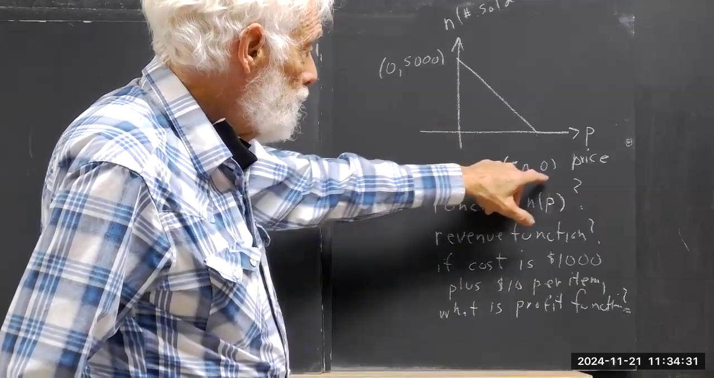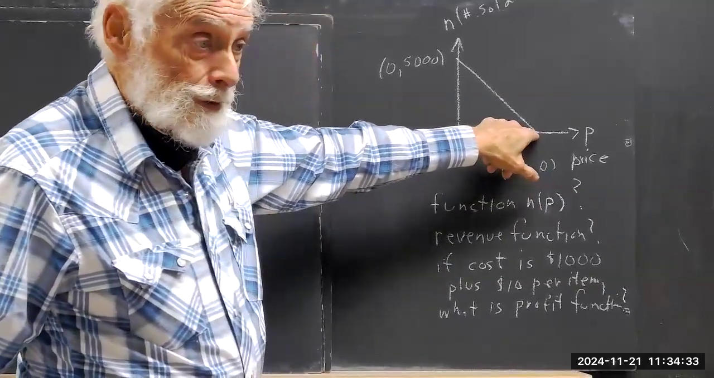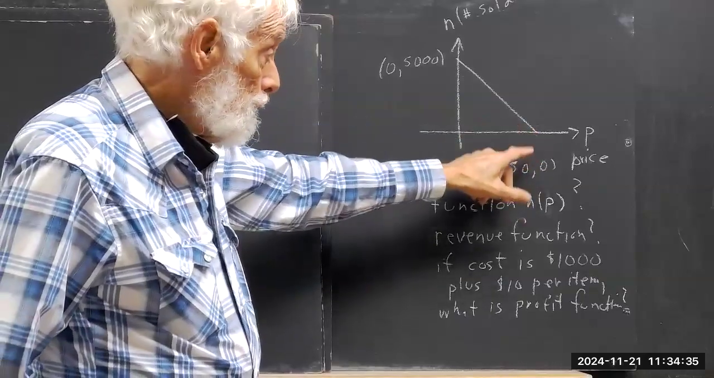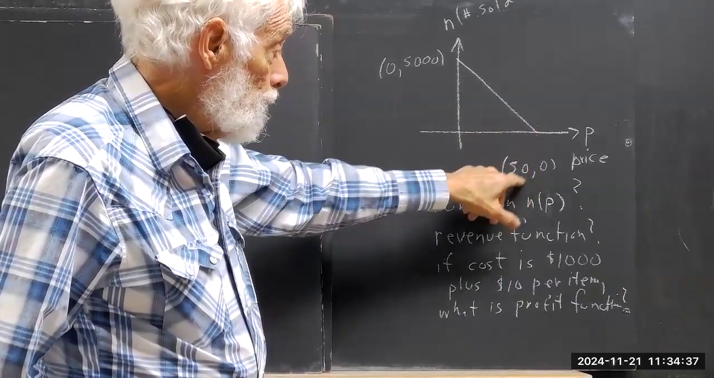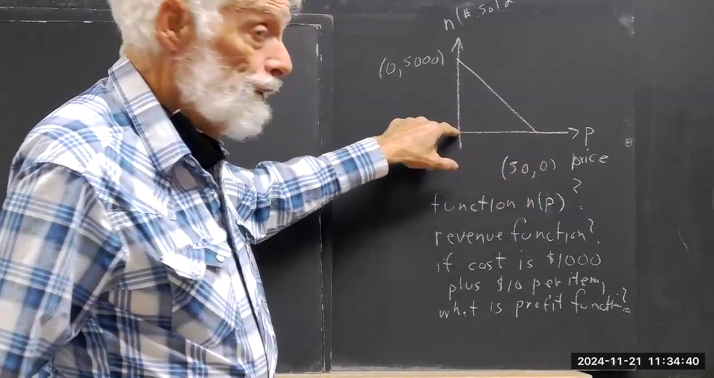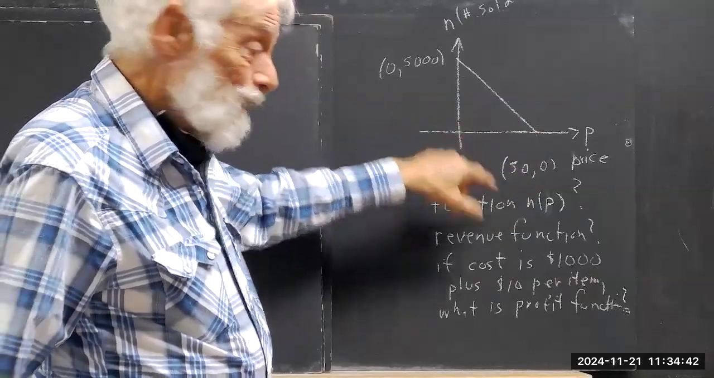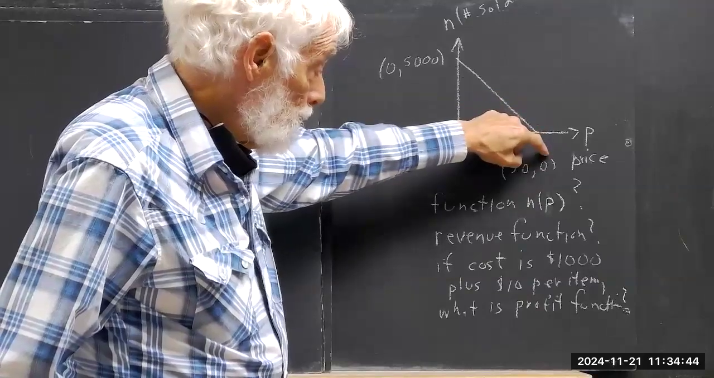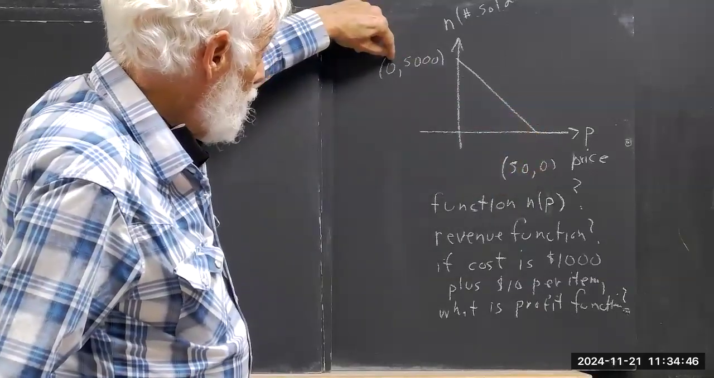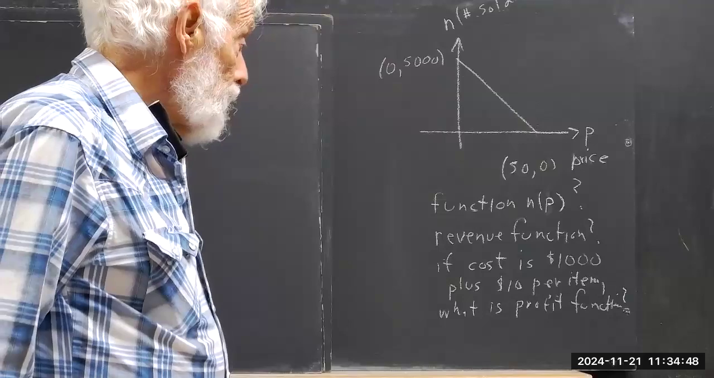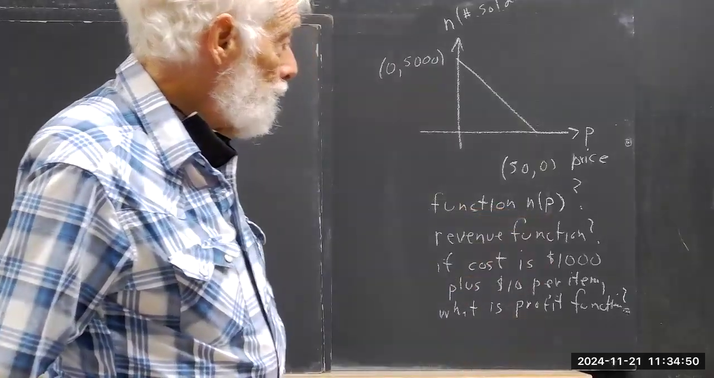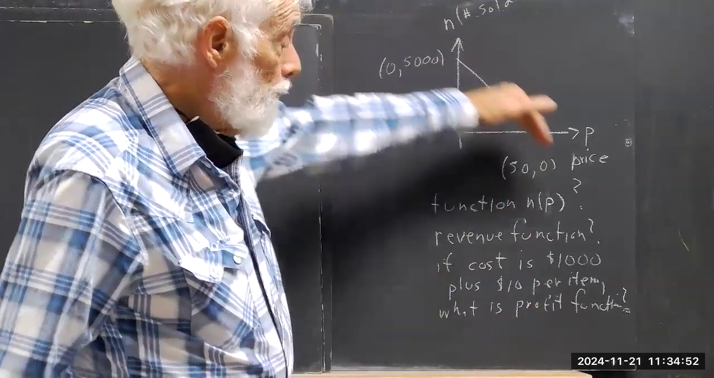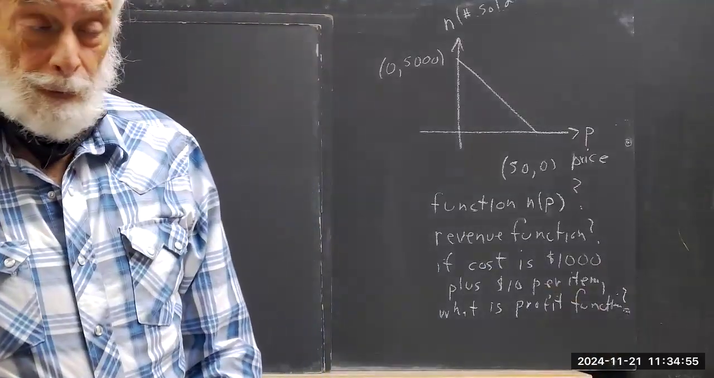And 50, 0 out here. What's that tell you? Well, if you're at this point, you're charging $50 and you're selling none. This is the price. This is your number sold. So N is a function of P. And the way I've drawn the graph, it's a linear function of P.